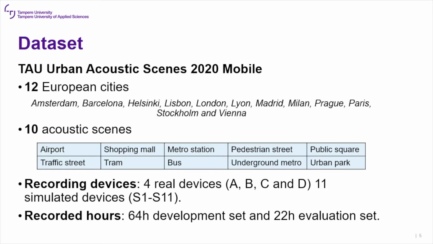The dataset used in the task is TAU Urban Acoustic Scenes 2020 Mobile. It comprises recordings from multiple European cities, Amsterdam, Barcelona, Helsinki, among others, and 10 acoustic scenes such as airport, shopping mall, metro station. The recordings are done using 4 real devices, A, B, C, and D, with 11 additional devices simulated using the audio from device A. There are in total 64 hours of audio available for the development set and 22 hours in the evaluation set.